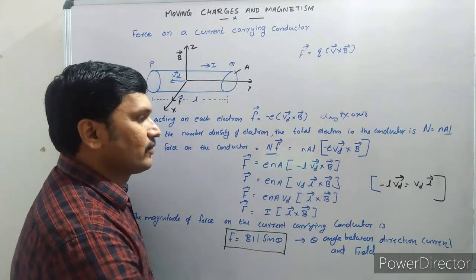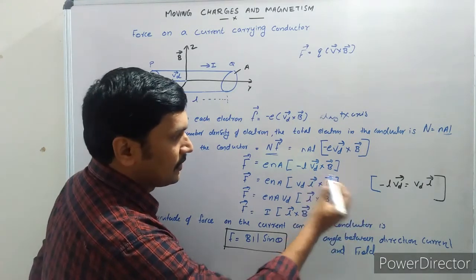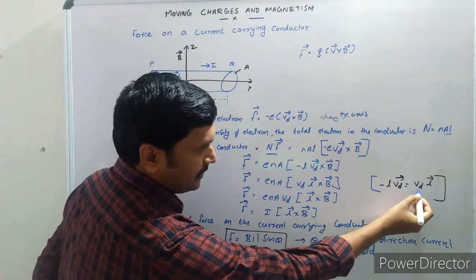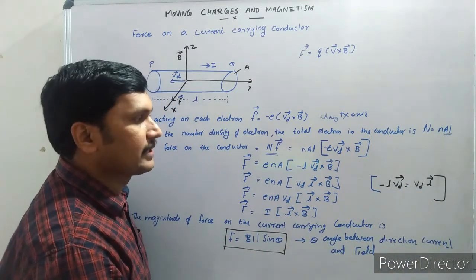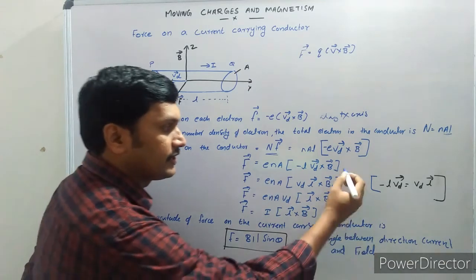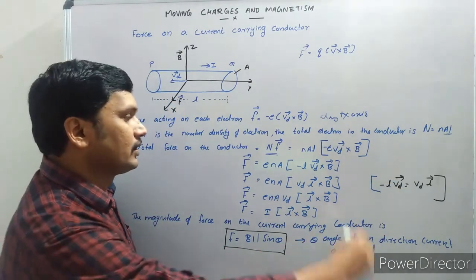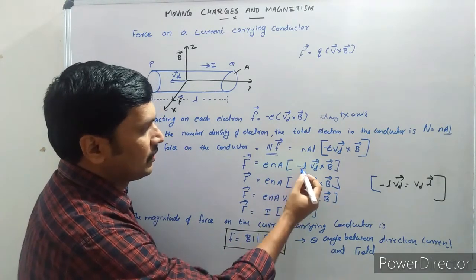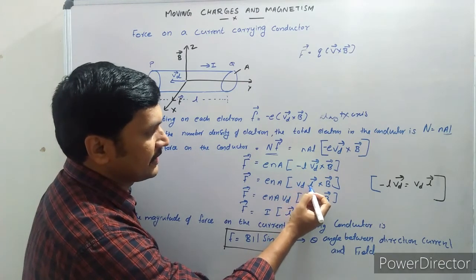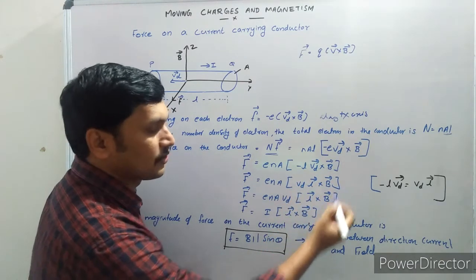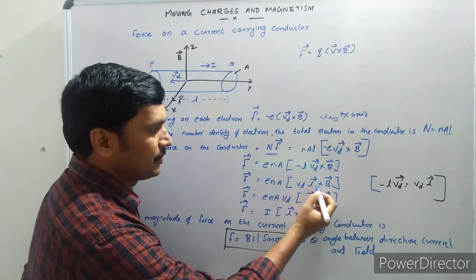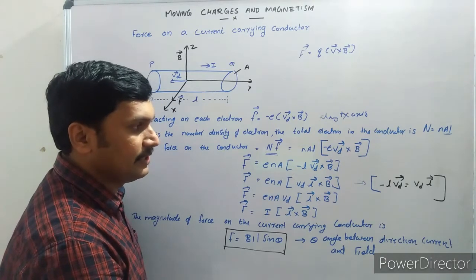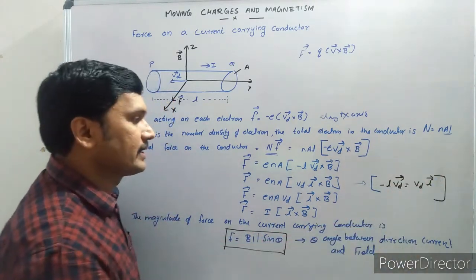Now we are using a vector identity in this way. We know that minus L into vector Vd is equal to Vd into vector L. That's a vector identity, the identity of vectors in vector algebra. Using that identity, we are writing F equal to e n A into Vd, with L cross B. We are changing it this way, Vd into L cross B. We are using this concept, that minus L into vector Vd is equal to Vd into vector L.